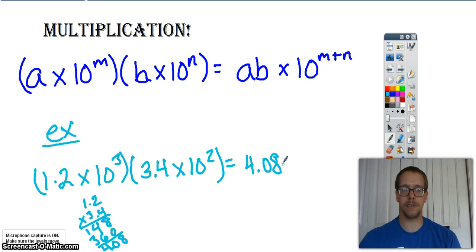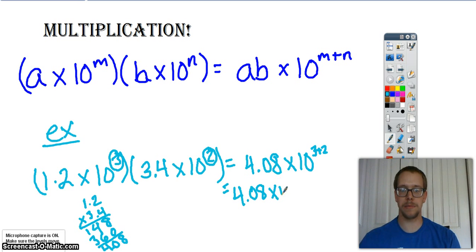and 8/100ths times, well, let's add these exponents. 10 to the third and 10 to the second. That's going to be 10 to the 3 plus 2, which is 5. So 4.08 times 10 to the fifth power. And we have multiplied these two numbers written in scientific notation. Let's go on to division.